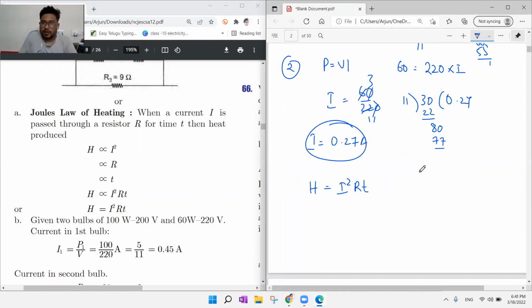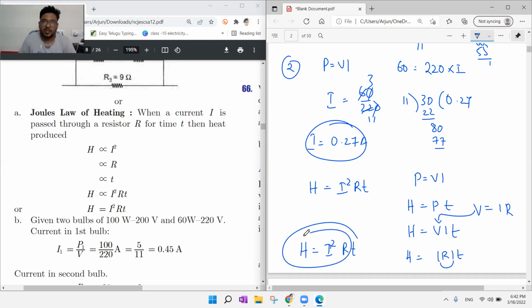We know power, power is equal to V into I. Heat is nothing but power into time. We know power P is equal to V into I. If you substitute, H is equal to V into I into T. And we know Ohm's law, V is equal to IR. If you substitute V is equal to IR here, it becomes H is equal to IR into IT, which is equal to H is equal to I square RT.